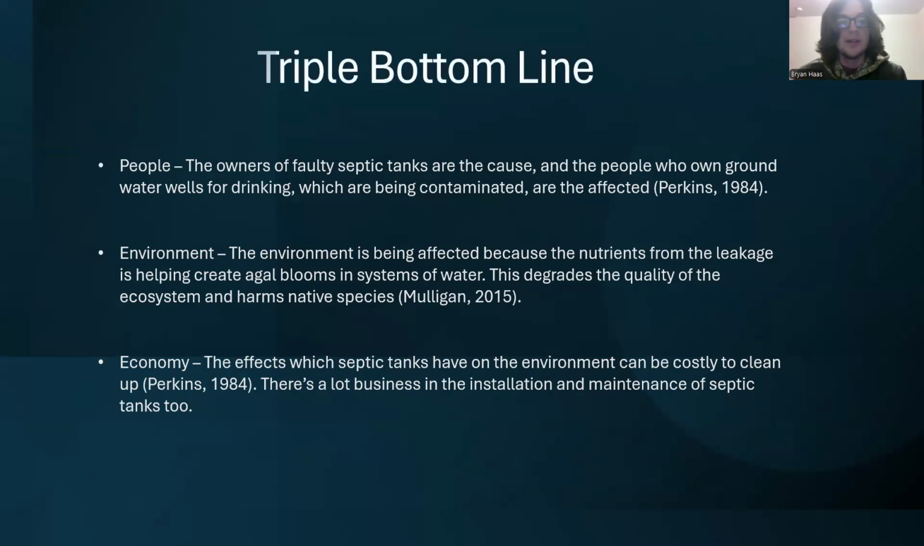The triple bottom line starts with people. The owners of faulty septic tanks are the cause, and the people who own groundwater wells for drinking, which are being contaminated, are the affected. The environment is being affected because the nutrients from the leakage are helping create algal blooms in systems of water. This degrades the quality of the ecosystem and harms native species.